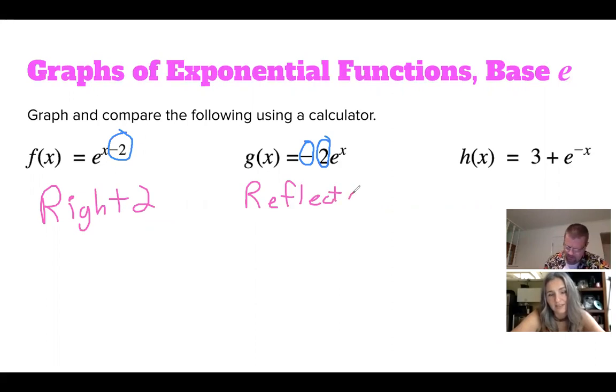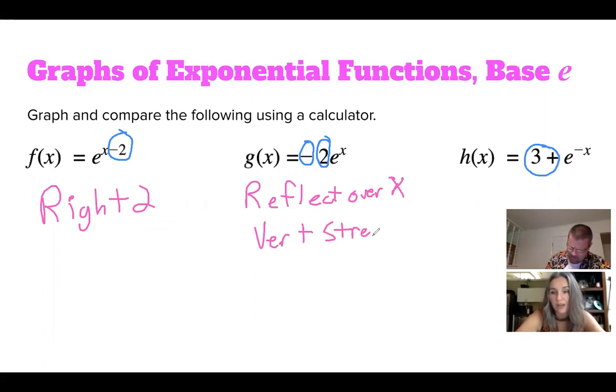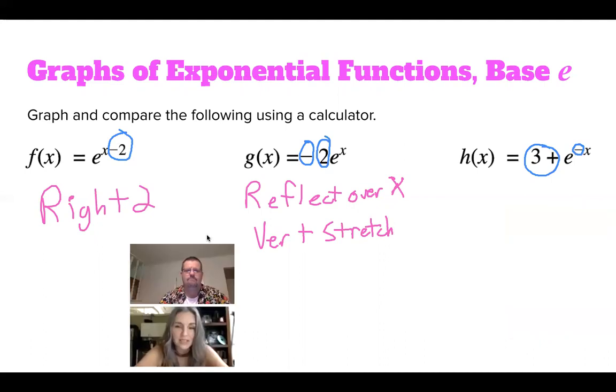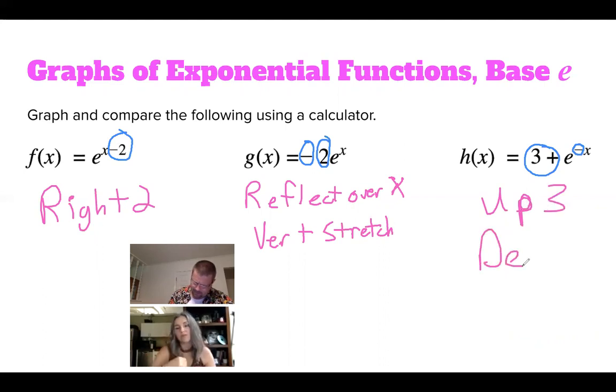What about the last one? Looks like a +3 on the outside. And so that +3 on the outside is going to make it go up 3. We also have a Beyonce flip here, so it's going to reflect over the y-axis. So we're going to reflect and become decreasing, and then we're going to shift up 3. Okay. Miss Young has made her predictions, and we'll find out if she is correct.